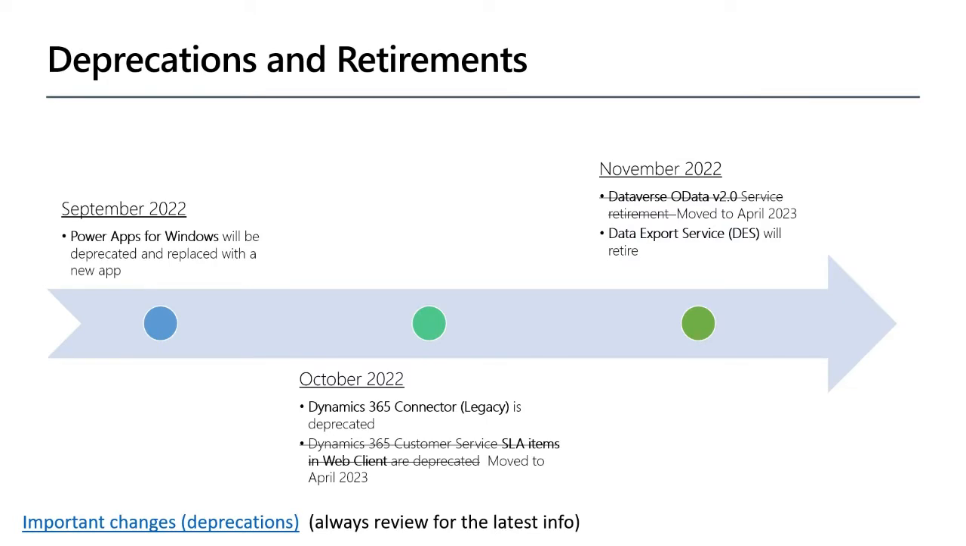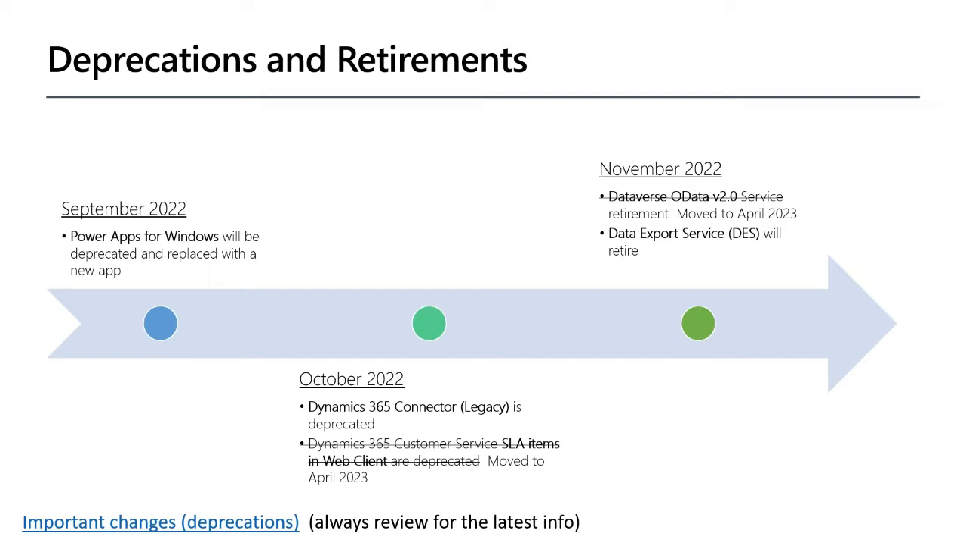Also, as usual, wanted to mention the deprecations and retirements to look out for. Now in October, there are a couple. The Dynamics 365 connector legacy is deprecated and being removed. There's different guidance depending on how you're using that, such as if you're using it for Power Automate or maybe in Logic Apps. Definitely take a look at that and see what the guidance is. There are other connectors that you should be using other than that one, so take a look.